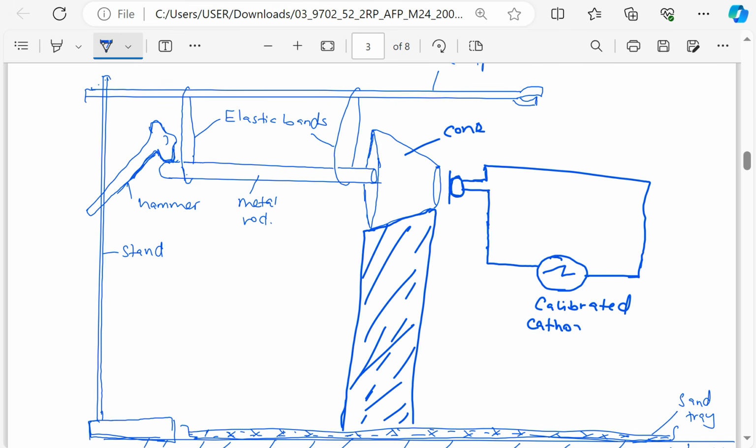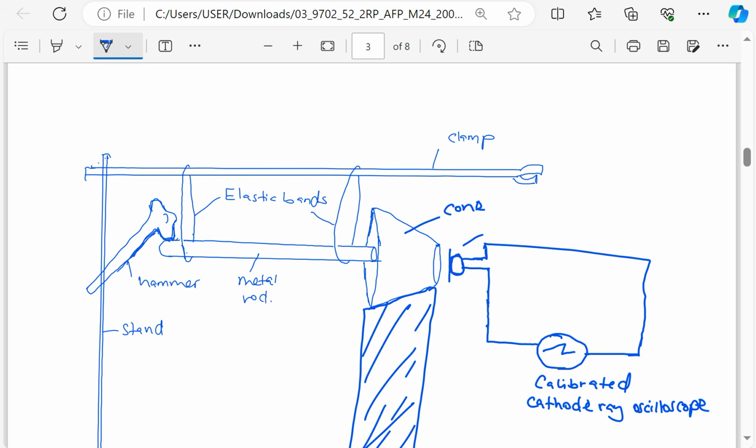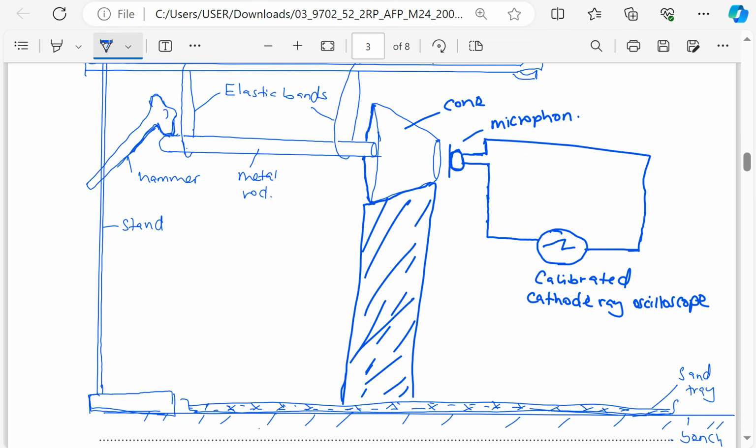cathode ray oscilloscope, and this is the microphone. So this is a cone. The purpose of the cone is to collect as much sound waves as possible and direct them towards the microphone. So I've just put this to act as, maybe this could be a wooden block.